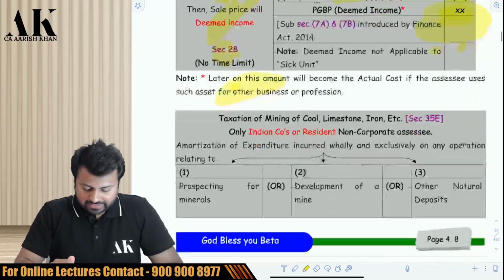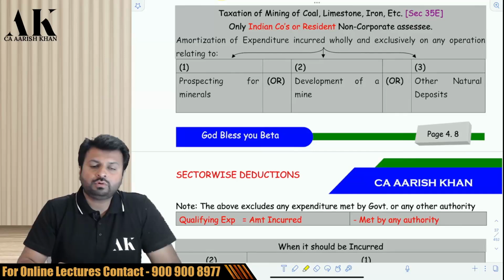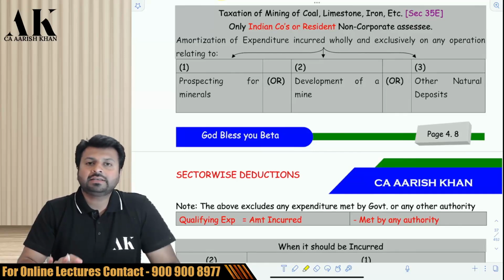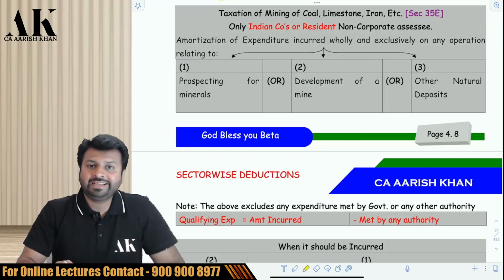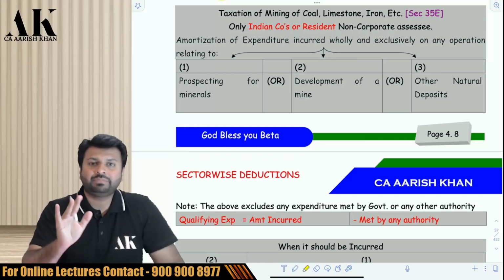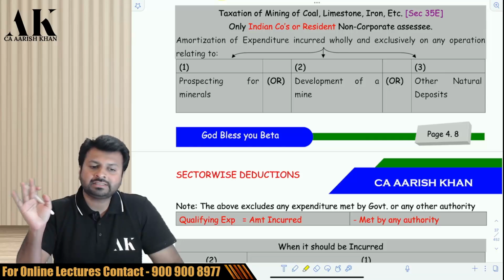So now let us go ahead with the next one, that is section 35E, which talks about taxation of mining of coal, limestone, iron ore, etc. If an assessee is engaged in extraction from mines, to say extract coal, iron ore, or lignite or other kind of natural resources, then this deduction is available for that. Now this deduction, just like 35D, is only available to Indian companies, not to foreign companies. And if you are not a company, then it is available to only residents.